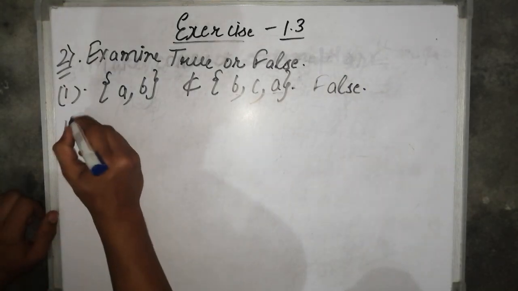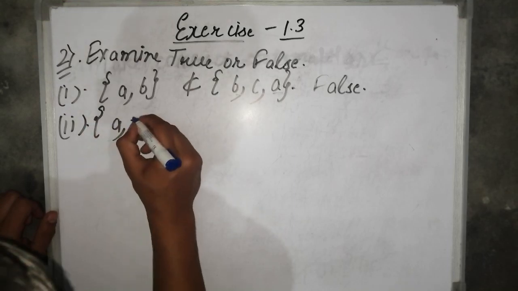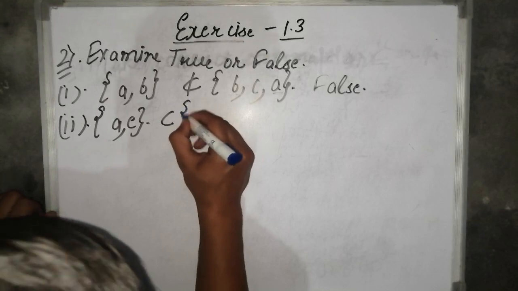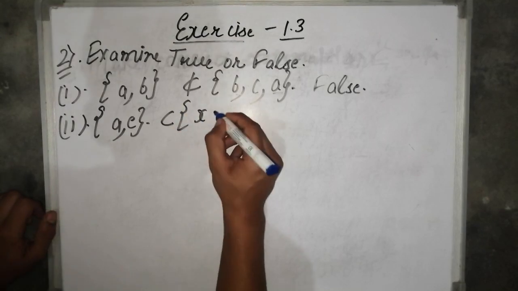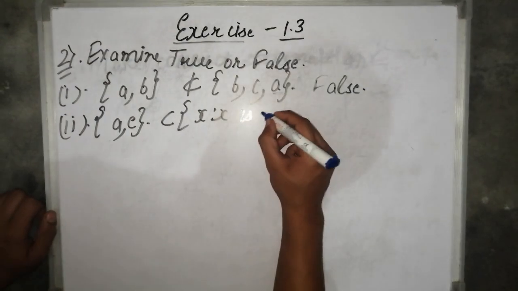Okay, moving to the second part, we have {a, e} is a subset of {x : x is a vowel in the English alphabet}.